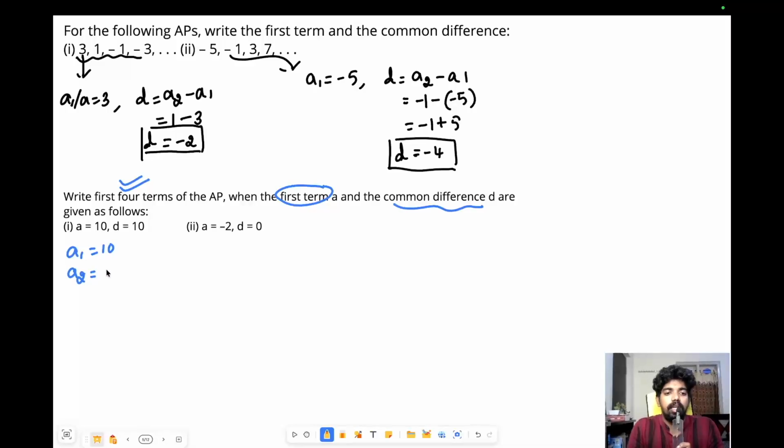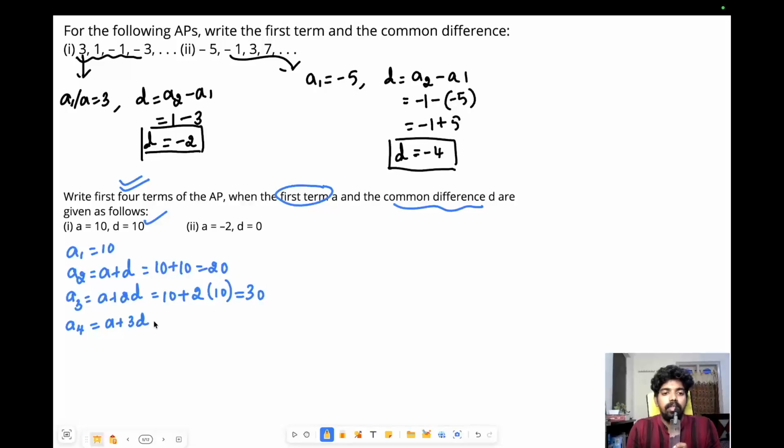A2 can be A plus D. A3 is equals to A plus 2D. A4 is equals to A plus 3D. So the common difference, that is D, is 10. A value is 10 and the D value is also 10, which is equals to 20. A value is 10, 2 into D value is also 10, 10 plus 20, that is 30. Similarly 10 plus 3 into 10, which gives you 40.